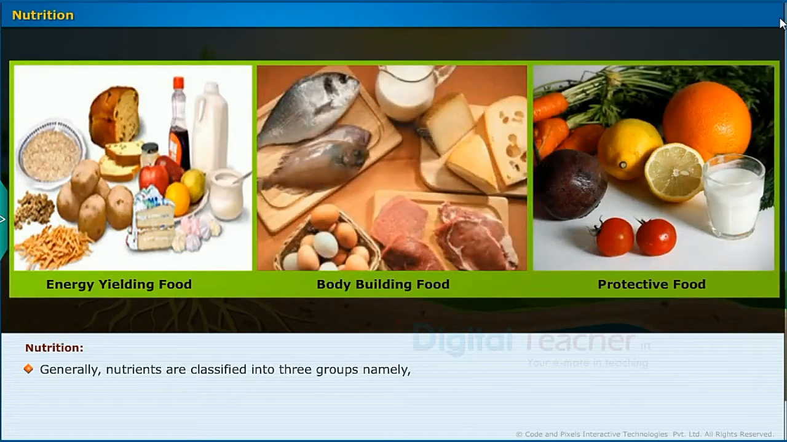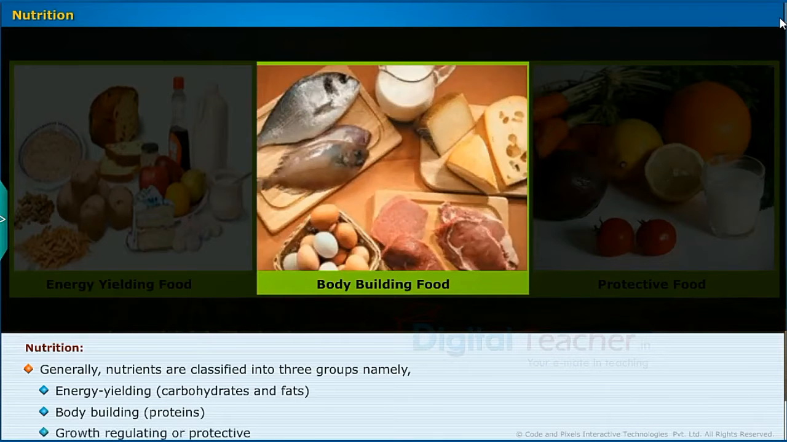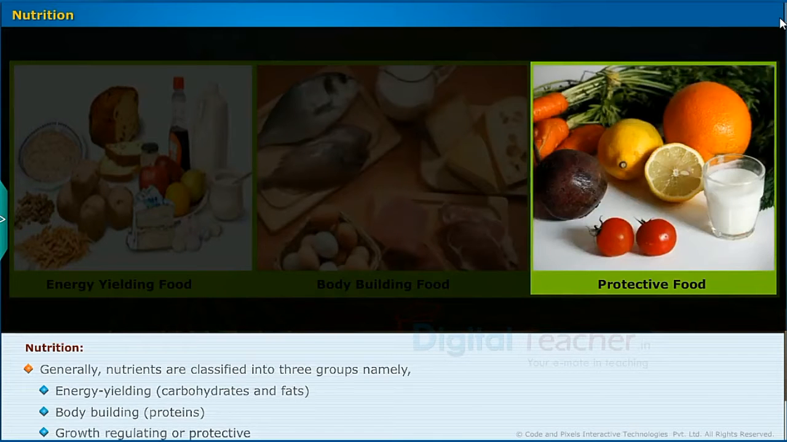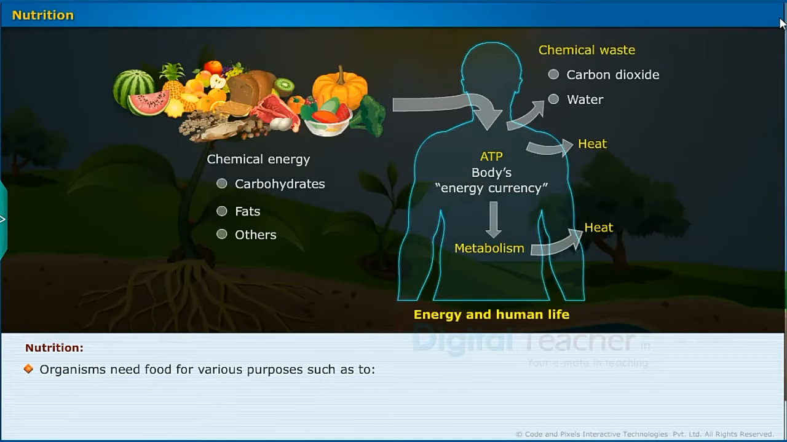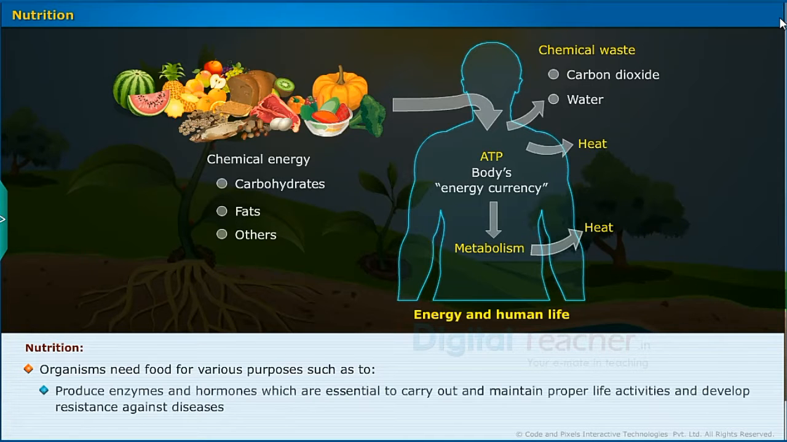Generally, nutrients are classified into three groups, namely energy yielding carbohydrates and fats, body building proteins, growth regulating or protective. Organisms need food for various purposes such as to grow and get energy to perform various life activities, repair the damaged cells and tissues, produce enzymes and hormones which are essential to carry out and maintain proper life activities and develop resistance against diseases.